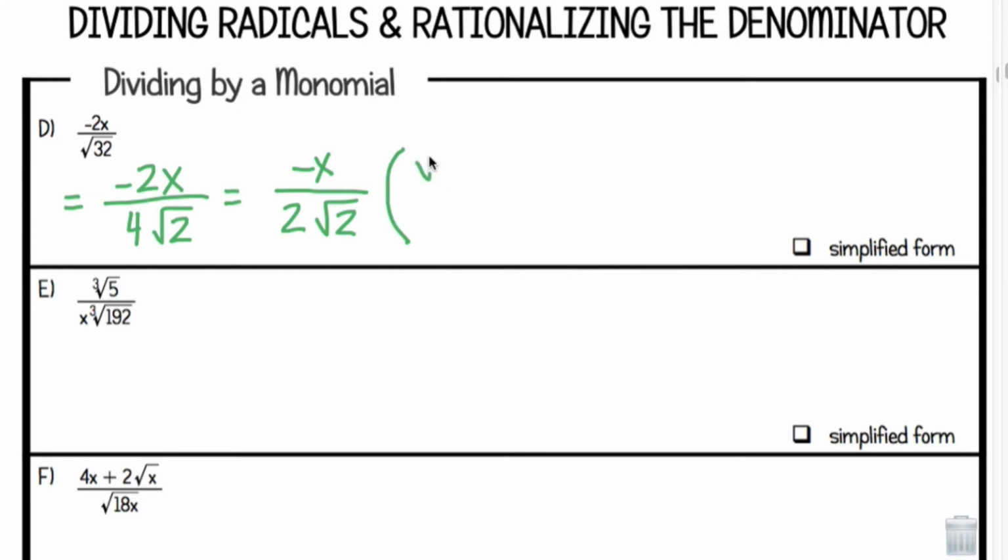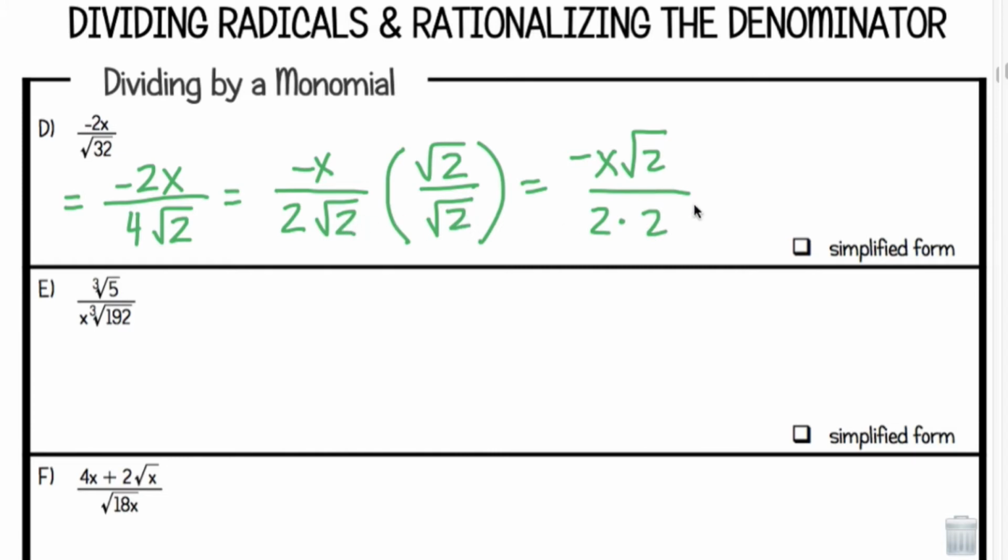Then I'm going to rationalize and multiply by the square root of 2, right, because I want to get rid of this radical in the denominator. So I'll end up with negative x square root 2 in the numerator divided by 2 times 2, right? The radical 2 times radical 2 is 2. And my final answer will be negative x times the square root of 2 divided by 4, and then it is in simplified form.